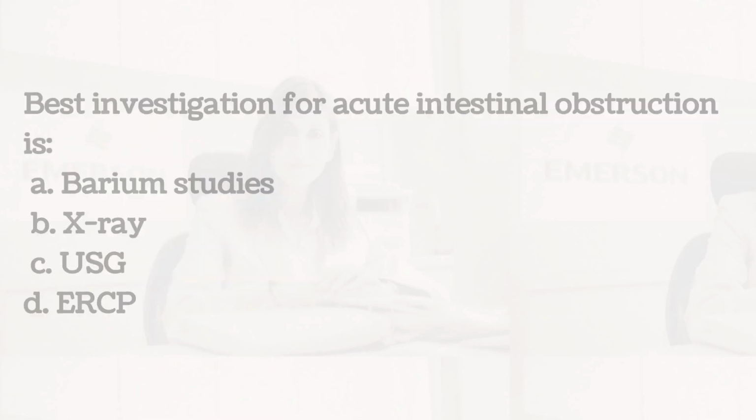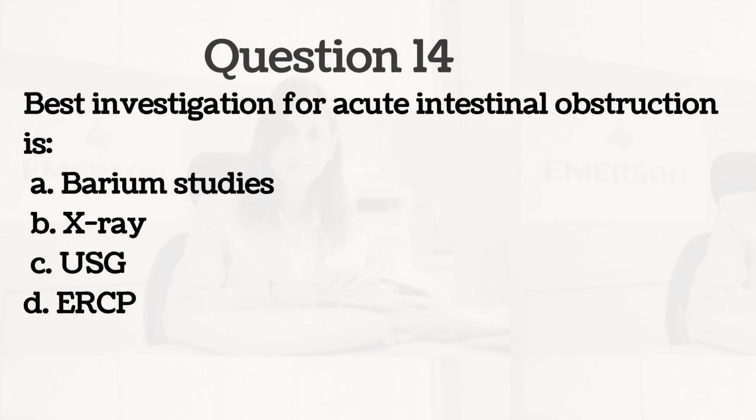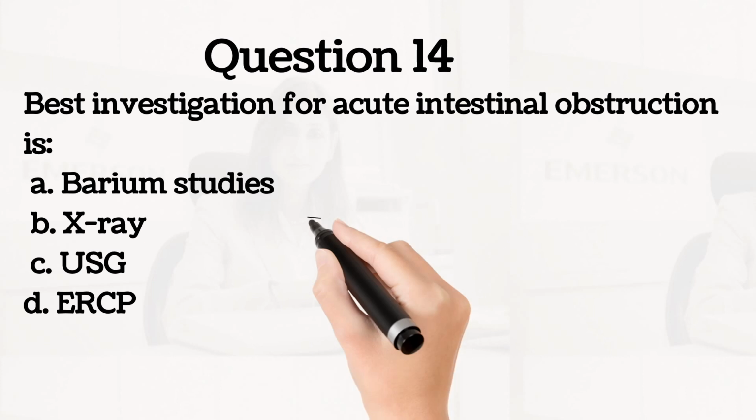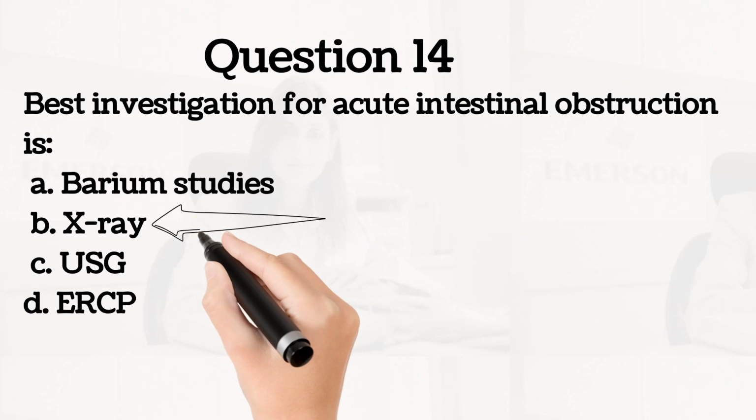And question 14, best investigation for acute intestinal obstruction is: A, barium studies; B, X-ray; C, ultrasonograph; and D, ERCP, which is your endoscopic retrograde cholangiopancreatograph. Hope you pause the video somewhere. So the answer for this question is B. Your X-ray is your best investigation for IO, which is your intestinal obstruction. So we are done for this one.